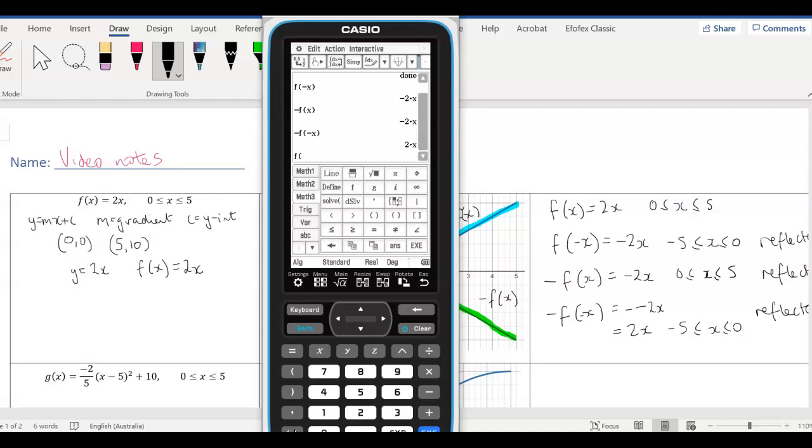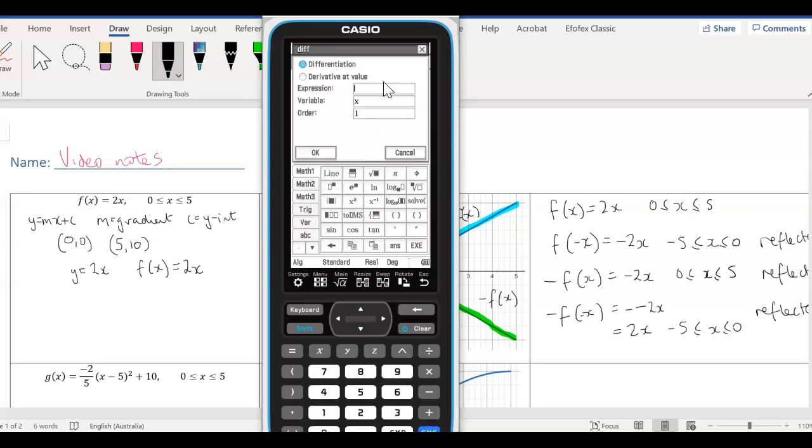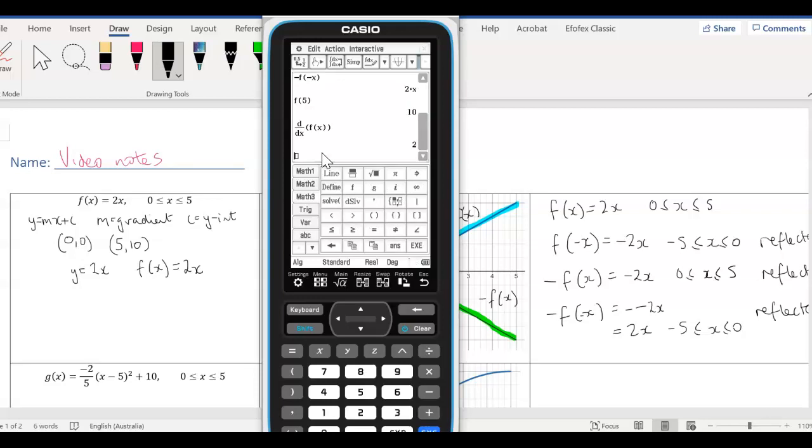Okay, and you can do anything with your function. So if you wanted to substitute in a value, so let's say you wanted to know what y equals when x is equal to 5, it's equal to 10. You can also take the derivative. So you can go to calculation, differentiation, and your expression, f of x, and it'll do the derivative for you. Okay, so obviously this one here is very easy, probably easier to do by hand than type things on the calculator, but you can do that with any function.